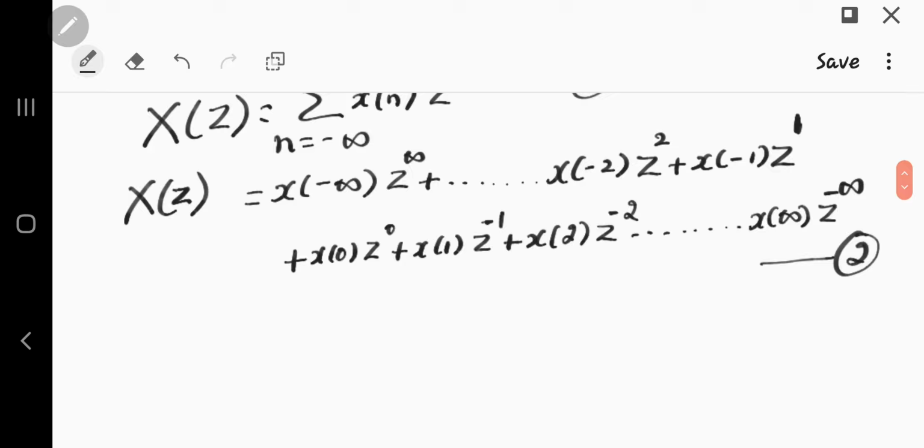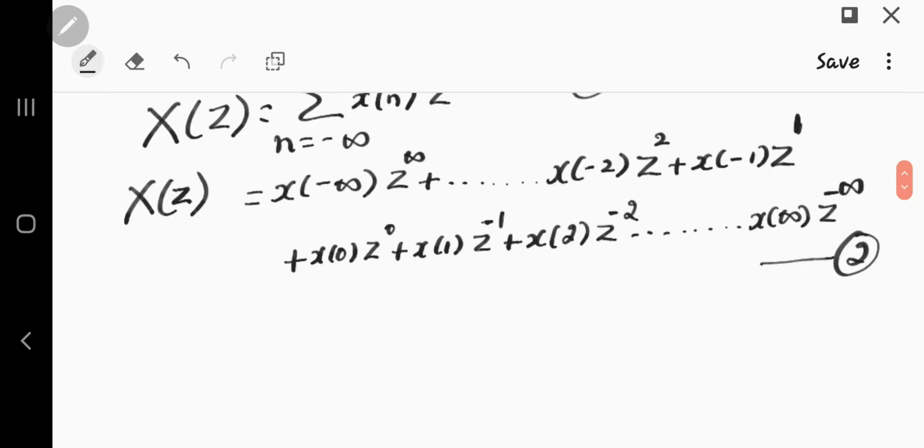That means if you take z inverse, the coefficient of z inverse is x of 1. Whatever value you have as the coefficient of z inverse will be the value of x of 1. The coefficient of z to the power of minus 2 is x of 2. Whatever value you have as the coefficient of z to the power of minus 2 will be the value of x of 2. The same applies here: z to the power of 2 is there, and its coefficient will be the value of x of minus 2, and z to the power of 1 is there, and the coefficient of that will be the value of x of minus 1.